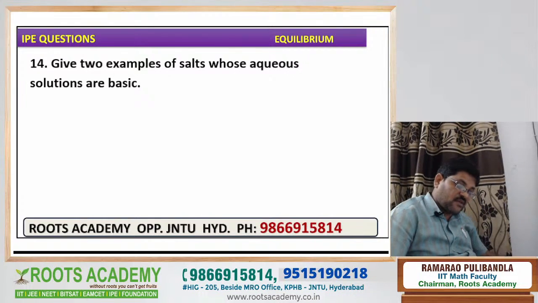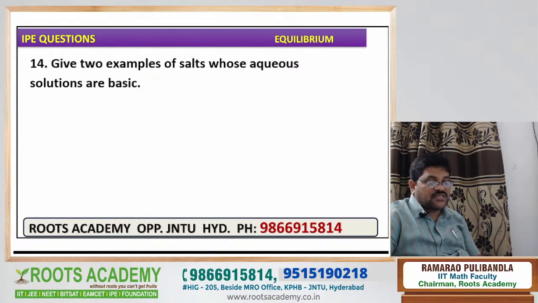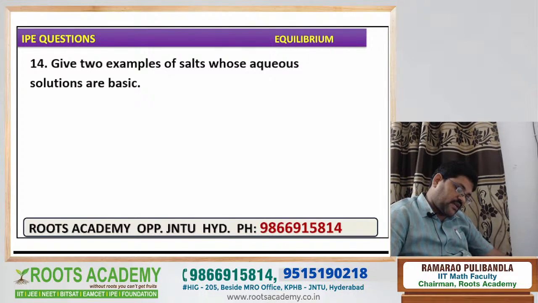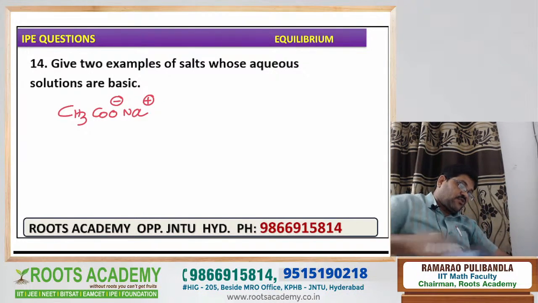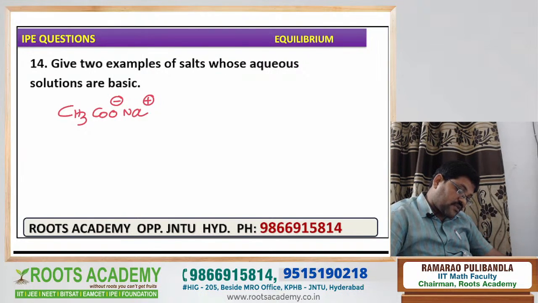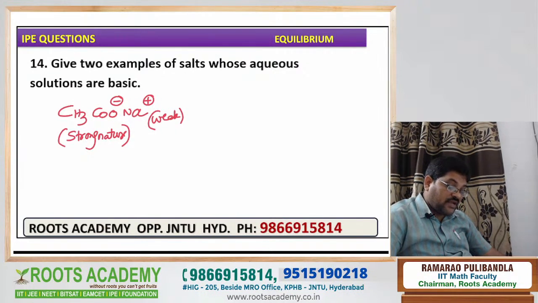Then, give 2 examples of salts whose aqueous solutions are basic. Simple examples we take. Example of the sodium acetate salt. In the sodium acetate salt, the anion part of the salt is of strong nature, right? Whereas the cation part of the salt is of weak nature. In the given salt, the ion which is stronger hydrolyzes the water.